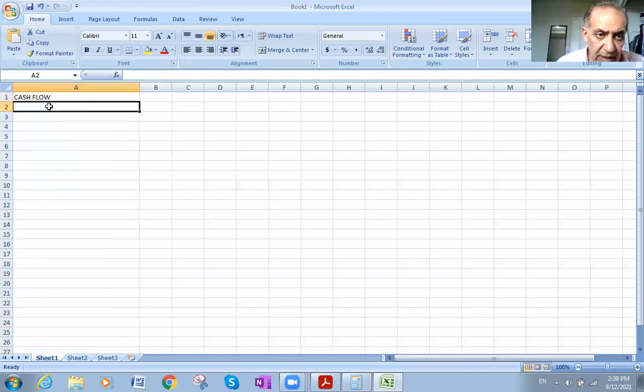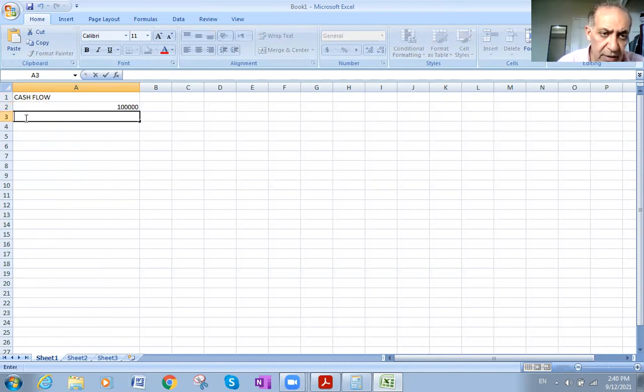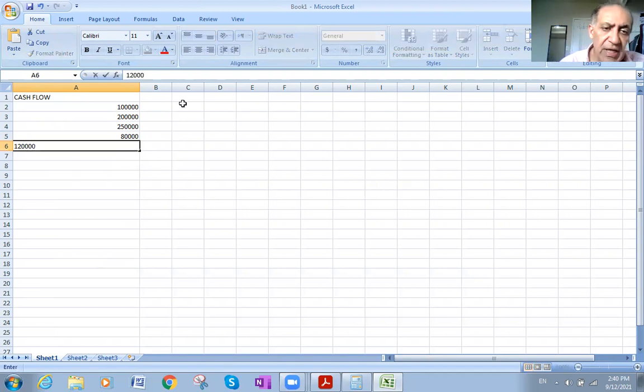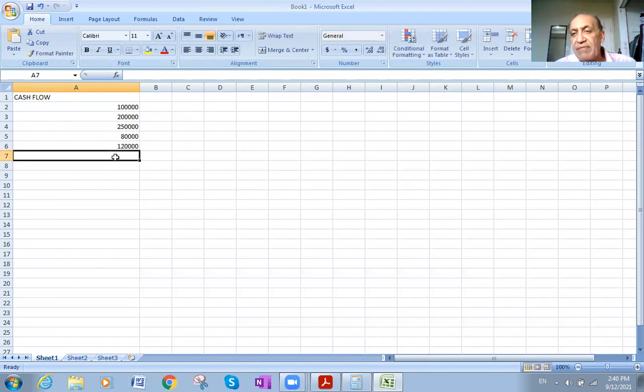Let us say the cash flow for the first year was 100,000. The second year was 200,000. The third year was 250,000. The fourth year was 80,000. And the fifth year was 120,000. You want to do the same thing, but with different numbers. It's not the same numbers as we did before.